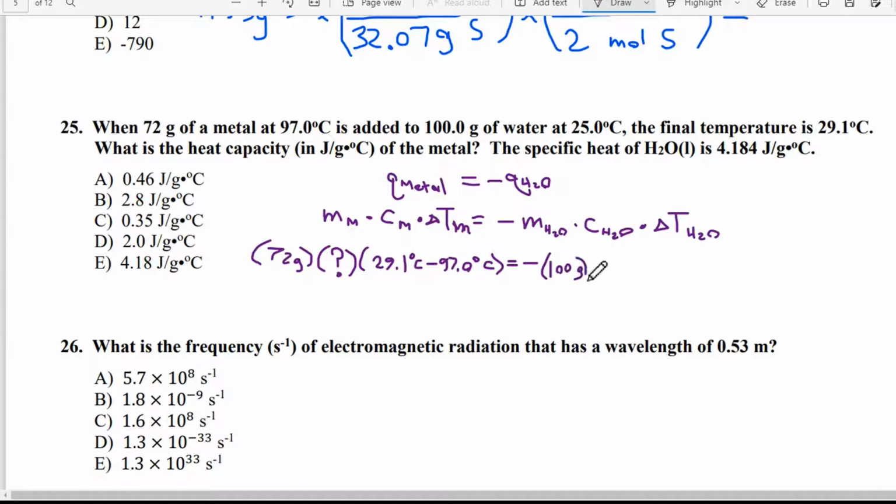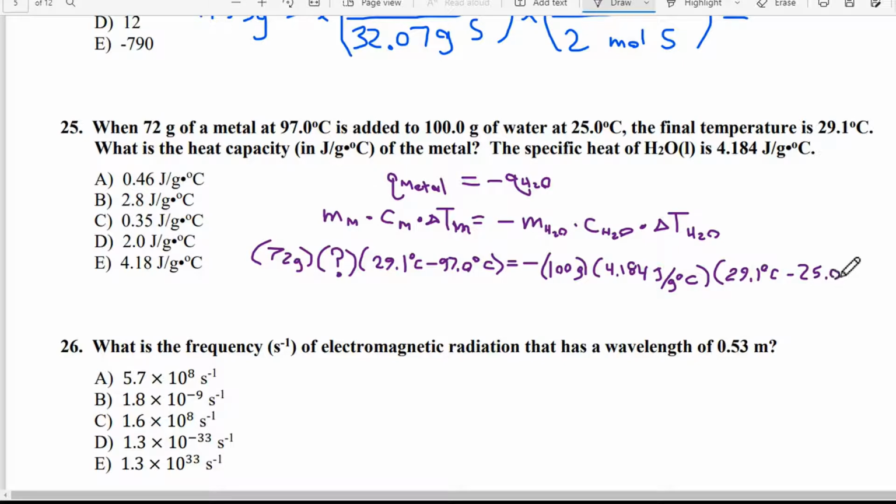I'm going to be lazy on the units. I know I shouldn't. And what's the specific heat of water? 4 joule per gram degrees Celsius. And what's the temperature change of the water? Final minus initial, right? 29.1 minus 25.